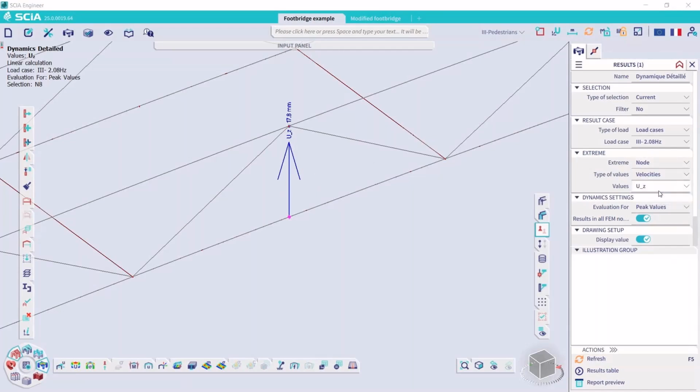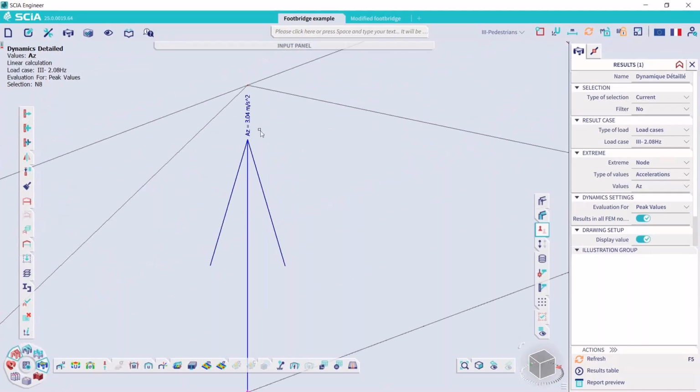We can ask for velocities, which is 0.23 meters per second in the vertical direction, and for accelerations, which is the most important value here. And we notice that we have a value of 3.04 meters per square second in that case. We will see that later on in the summary, but this value falls outside the limits of the comfort level, so we need to think about optimizing our structure in that case.